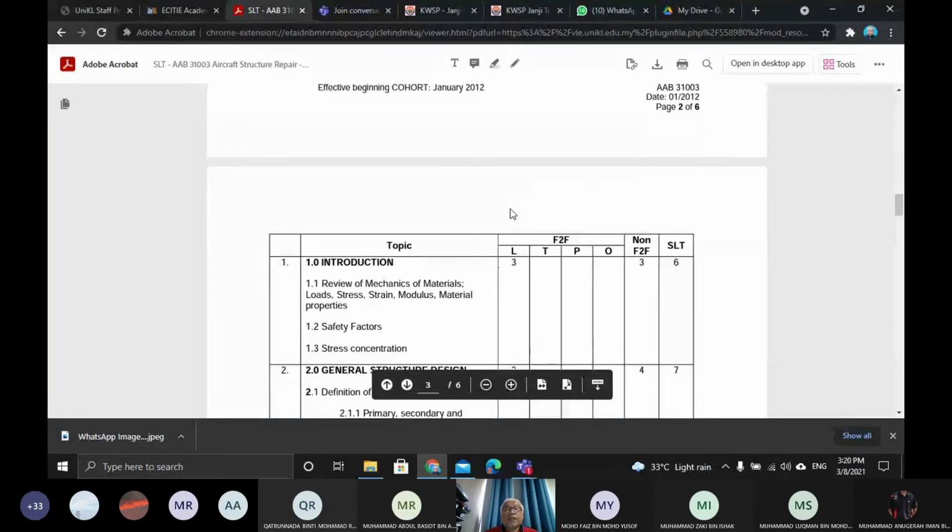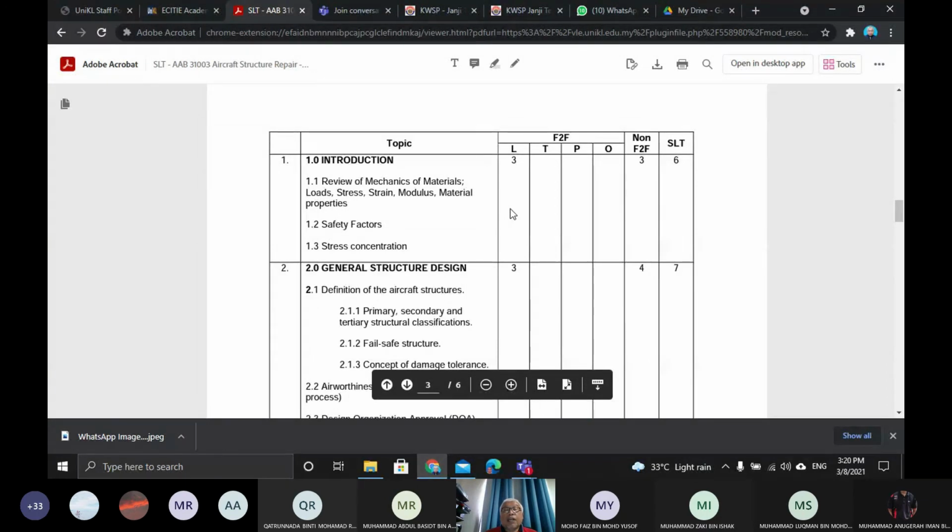Then we have the chapters, what we will cover. First is the introduction. In the introduction, we go back to the review of the mechanics of materials, especially on the understanding of loads. What are loads? What kind of loads do we have, and how are those loads translated to the aircraft structure, and how are stresses calculated for each load.